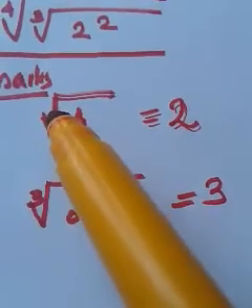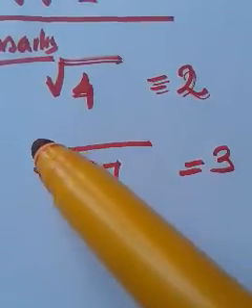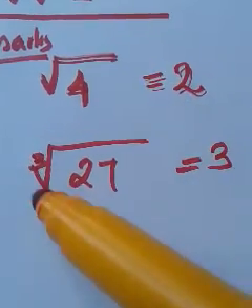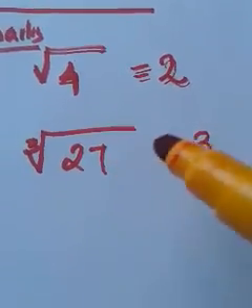Let me repeat once again. The square root of 4 is 2. Why? Because 2 into 2 is 4. But cube root is not like square root. The cube root of 27 will be 3, because 3 into 3 into 3 is 27.